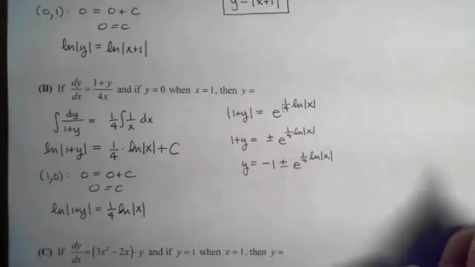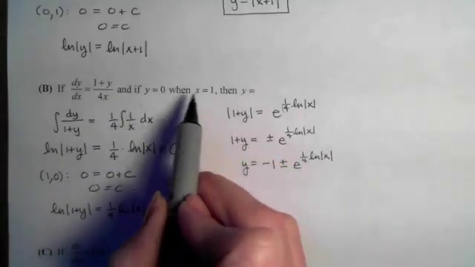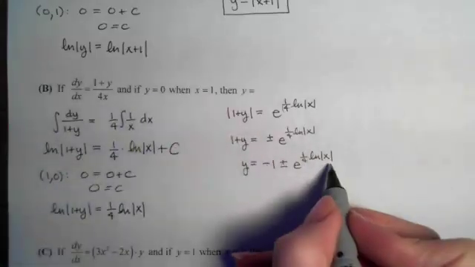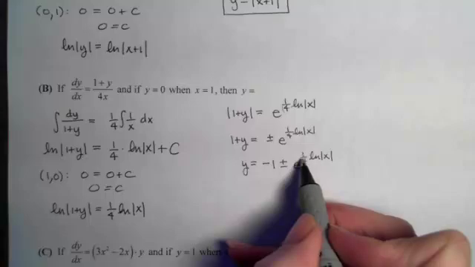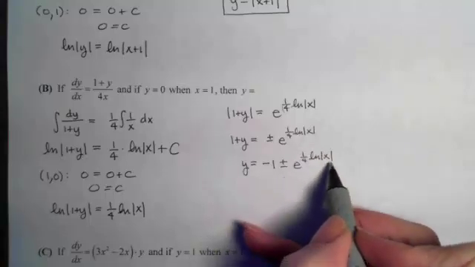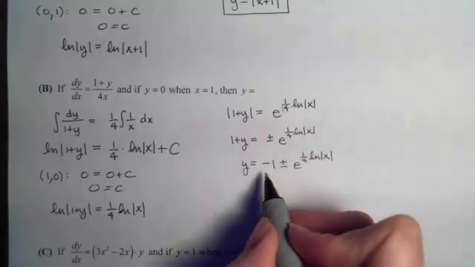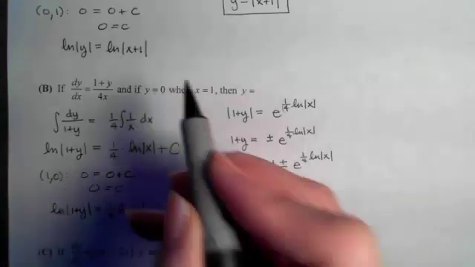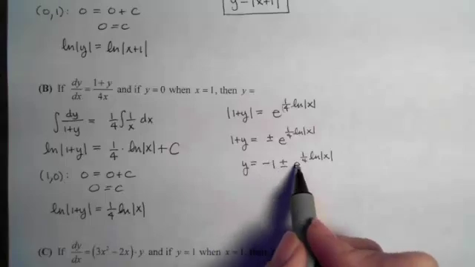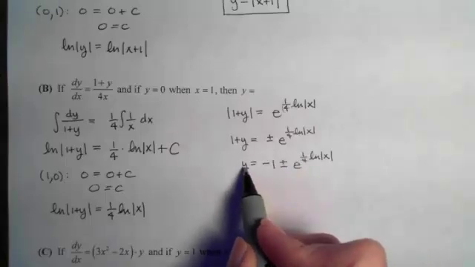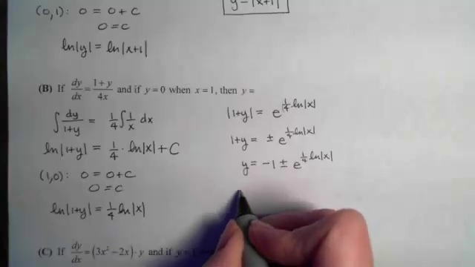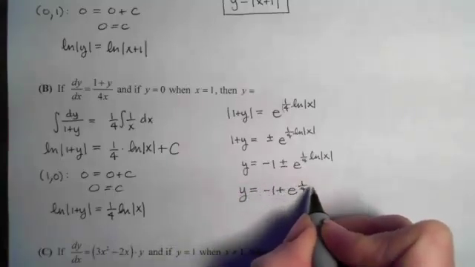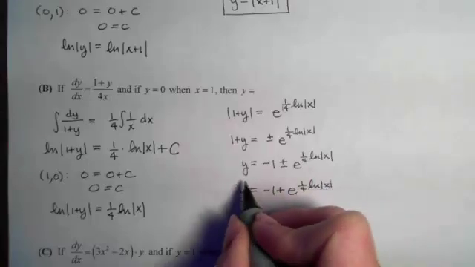Now again, let's double check. When x is 1, I should be getting a 0 out for y. So if I plug in a 1 here, that exponent will become a 0, so this whole thing will become a 1. So is it a negative 1 plus a 1 that gives me the 0 that I want, or is it a negative 1 minus a 1 that gives me the 0 I want? Well, it's the plus 1, so that means y should equal the positive branch.